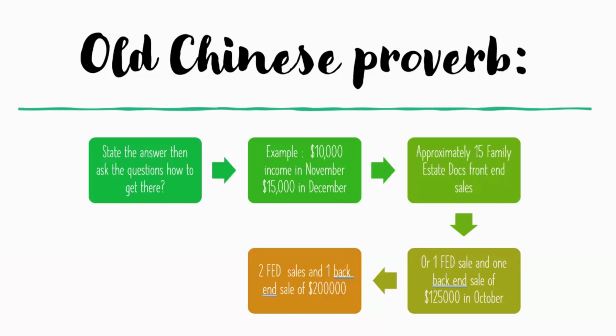But I'll tell you what, if you had 15 family estate doc sales, even if you're the worst salesman in the world, you're probably going to make 5 back-end sales worth somewhere between $5,000 and $20,000 each. So you're not going to make $15,000. You're going to make either 40 or 75,000. But that's only if you can see yourself being able to accept that mindset.